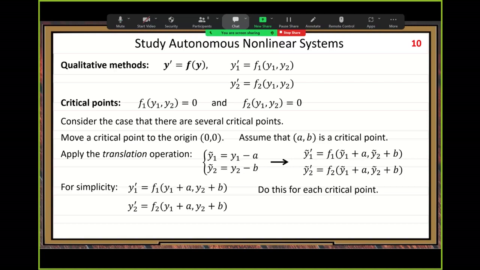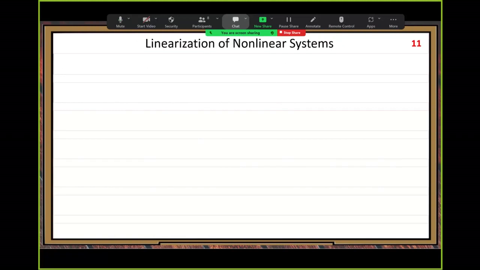The answer is, when you are very close to the critical point, that's a good approximation. If you live far away from the critical point, it's a bad approximation. The closer, the better the approximation. So that's why we can do that. At least we can study the behavior in a small neighborhood of the critical point. Linearization of a non-linear system.